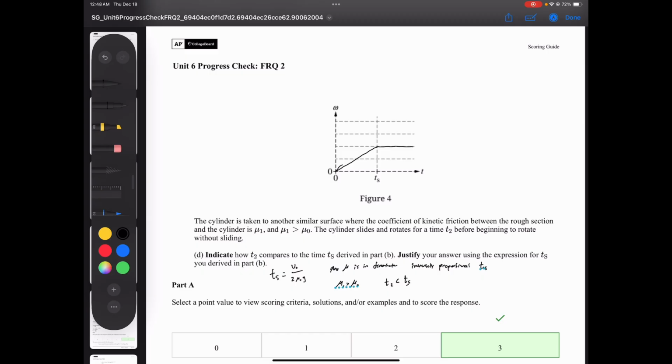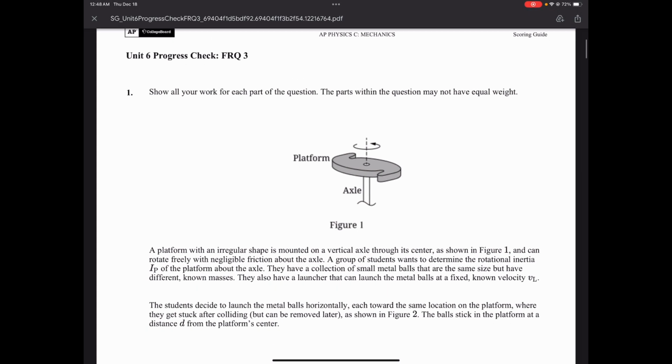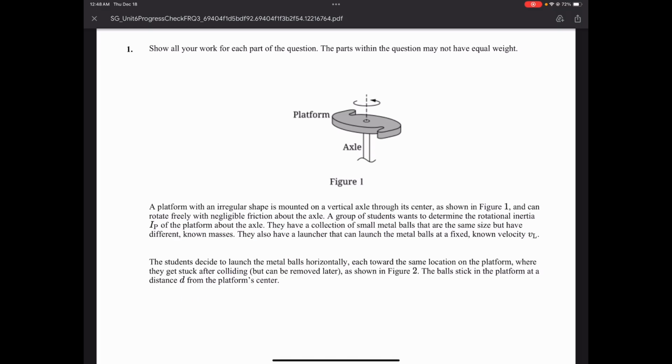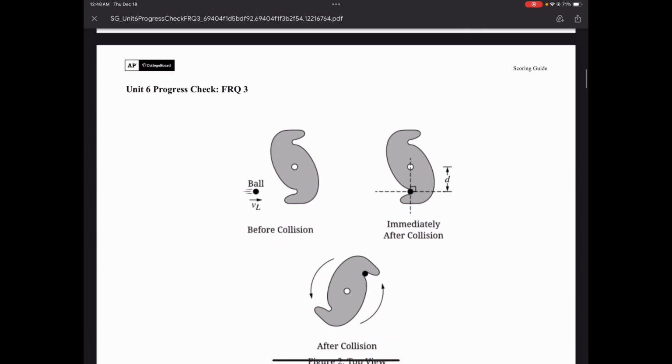For the next problem, I think it's the lab one. Yeah, it's a lab-based question. We have a platform with an irregular shape, and it can rotate freely with negligible friction. We want to determine the rotational inertia of the platform. They have a collection of small metal balls of the same size but different known masses, and a launcher that can launch the metal balls at a fixed known velocity, VL. They want to launch the balls horizontally to the same location where they get stuck, and the platform is going to start to rotate.